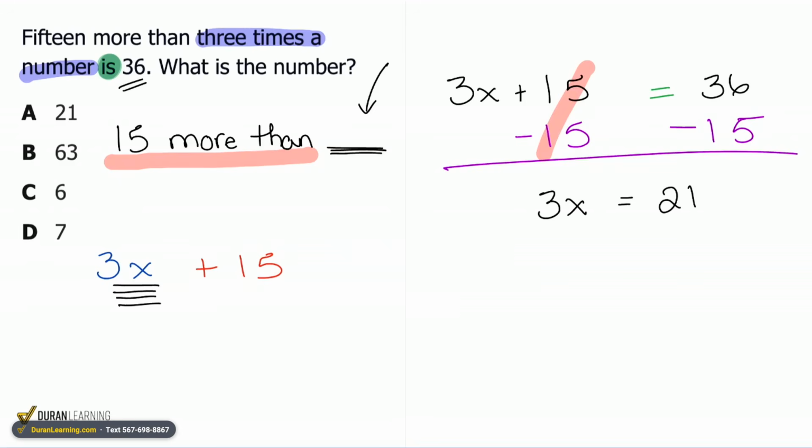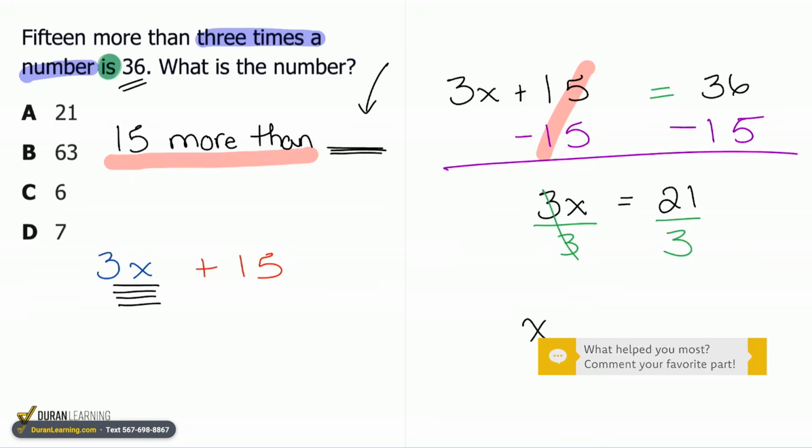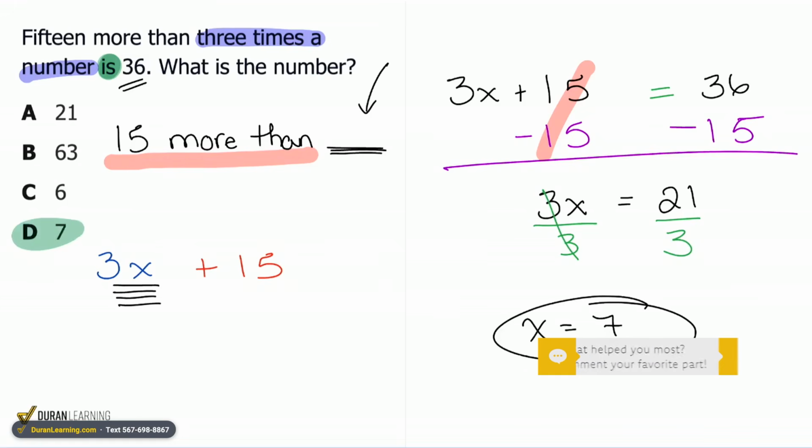Now that we're there, everybody, last and final step here, we are going to divide both sides by 3, canceling on the left, giving us x equals 7. And there we are. That's what makes the correct answer here. Answer choice D, 7, and we're all good. There's our answer.